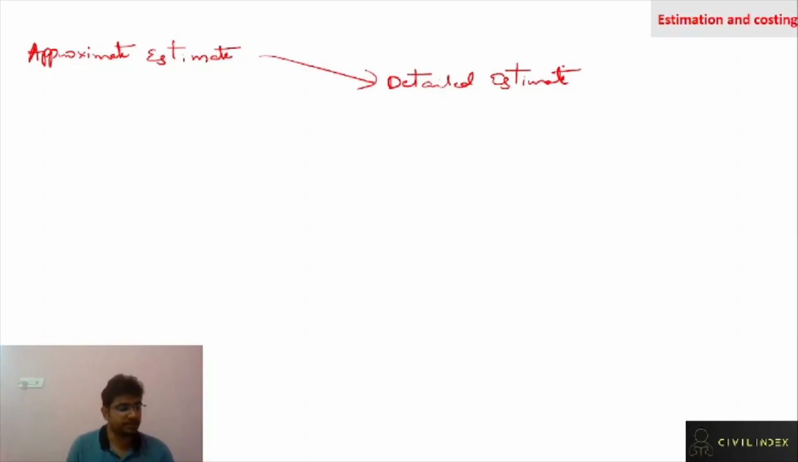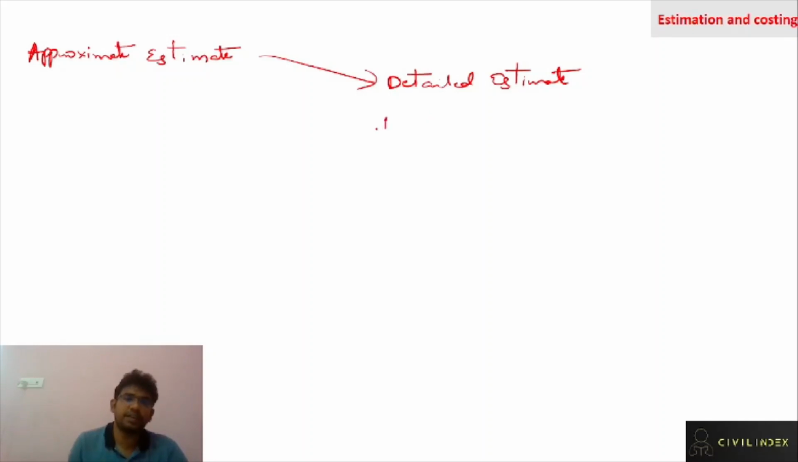So first, in the detailed estimate, I told you what the basic requirement is. What is the basic requirement in the detailed estimate? That is the detailed specification.